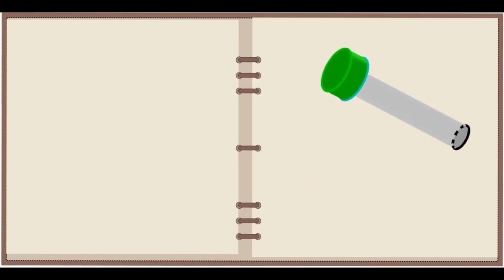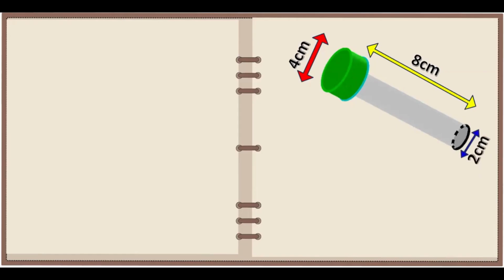Now let's go back. Sometimes we may be given an object like this with dimensions such as the height of the body is 8 centimeters. We are given the diameter of the cylindrical head as 4 centimeters. And we are given the diameter of the base of this steel boat as 2 centimeters. And again, we are told that the height of the cylindrical head is 2 centimeters.